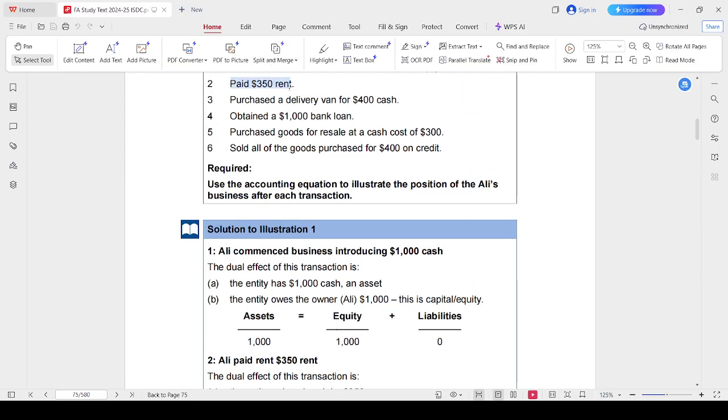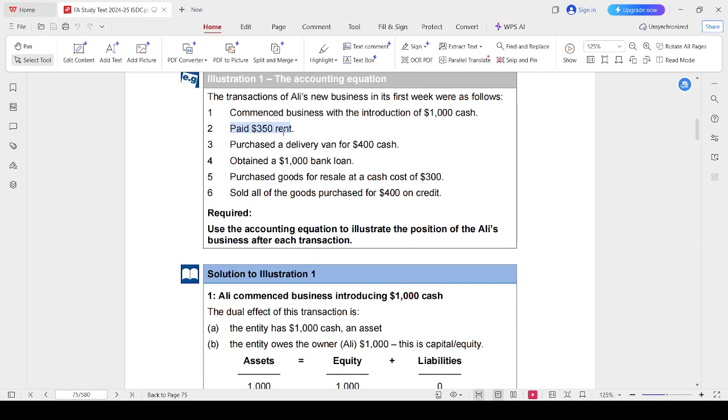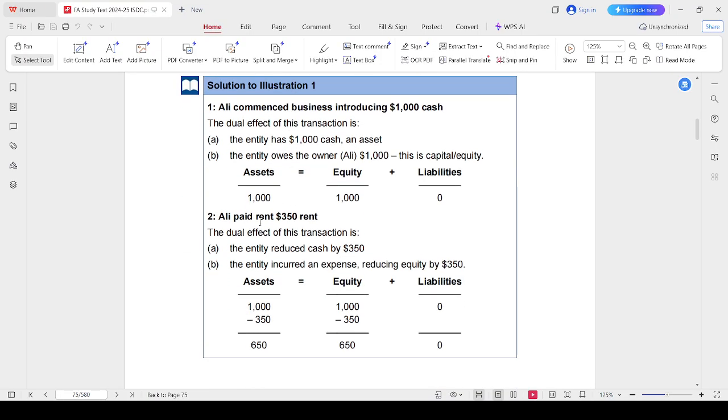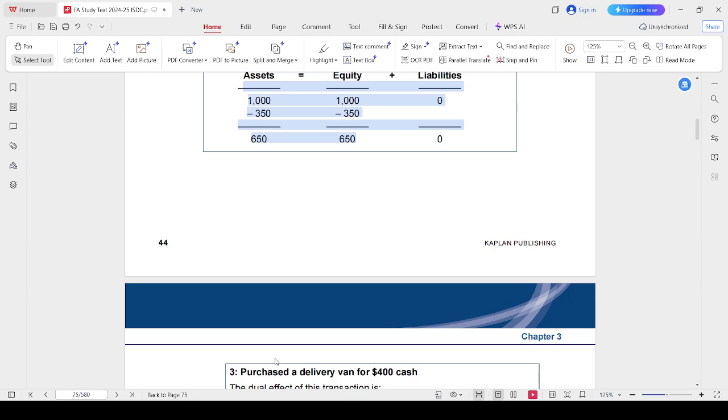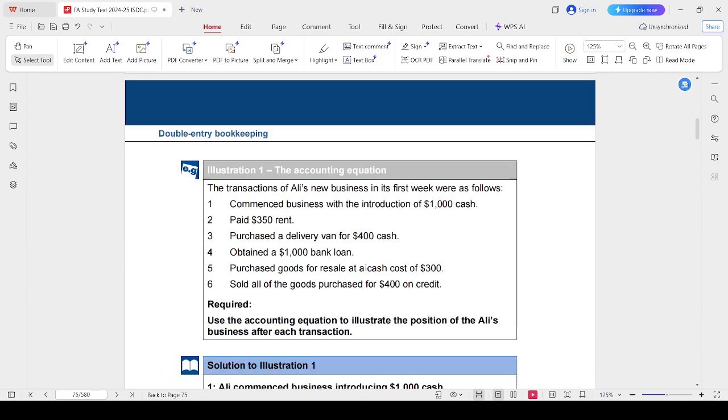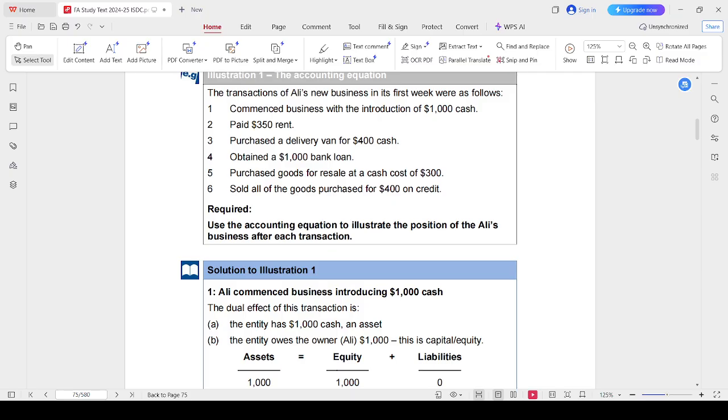Paid rent of $350, right? Dollars. Incurring the expense, that's why cash is reduced by $350. Expense reduces equity by 350, the same amount. That's why assets and equity are equal, right? Okay, you will see the other examples by yourself, and let's continue our lesson.